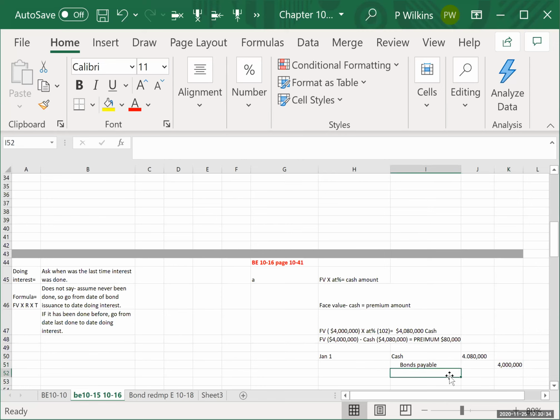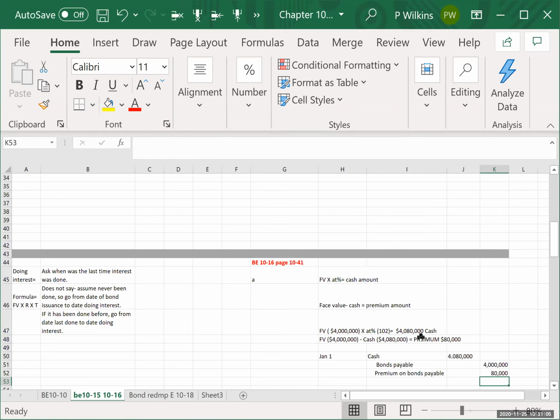And then we're going to credit premium on bonds payable, and the amount of the premium is $80,000. Okay. So that's the issuance of bonds with a premium.